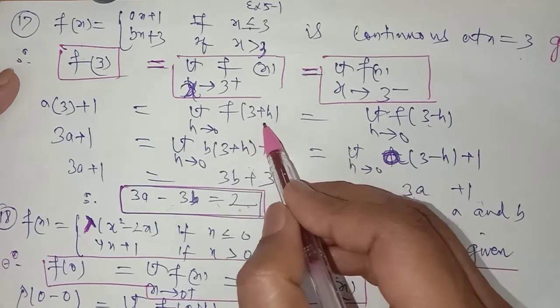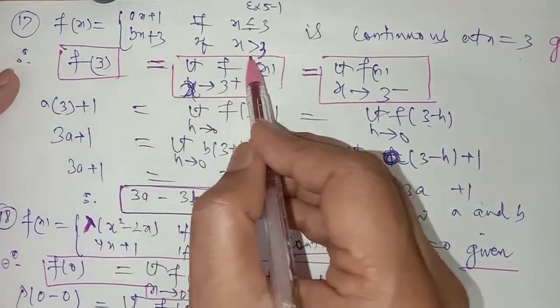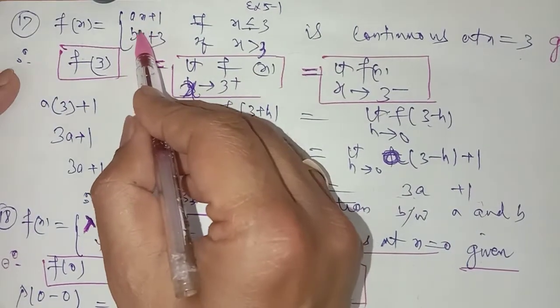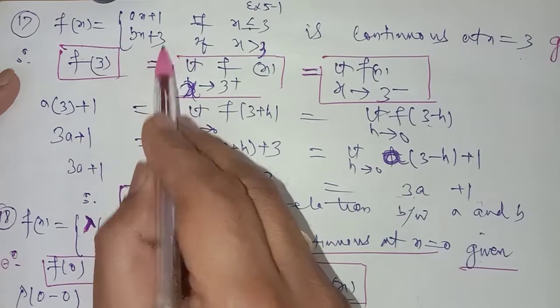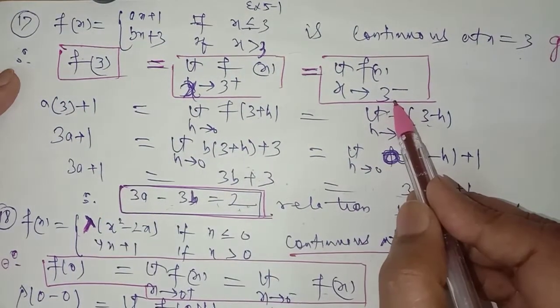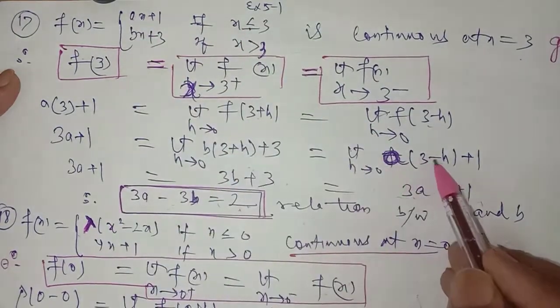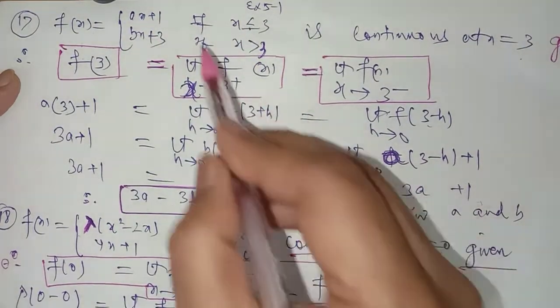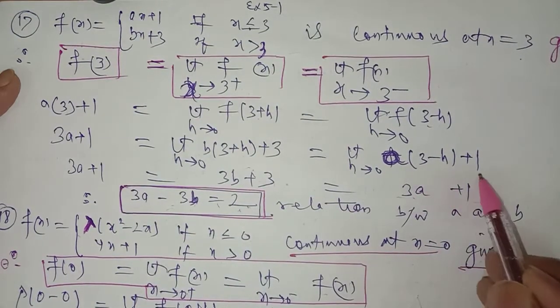Now 3 + h means greater than 3. For greater than 3 we'll use this function, which is for x greater than 3. So replace x by 3 + h here, so it is b(3 + h) + 3. And 3 - h means less than 3, so we'll use this function, for less than 3. In place of x replace 3 - h, so it is a(3 - h) + 1.